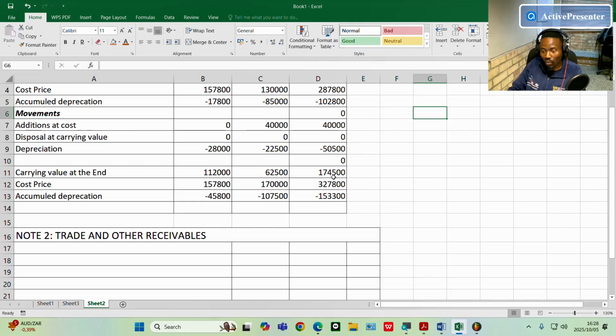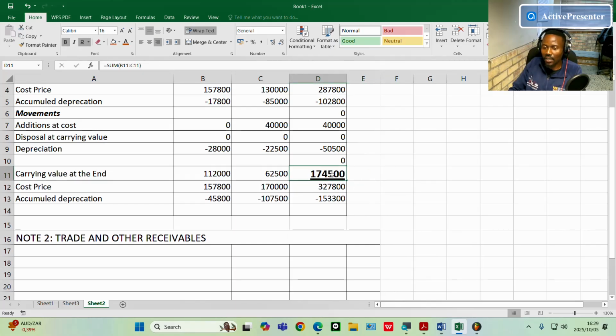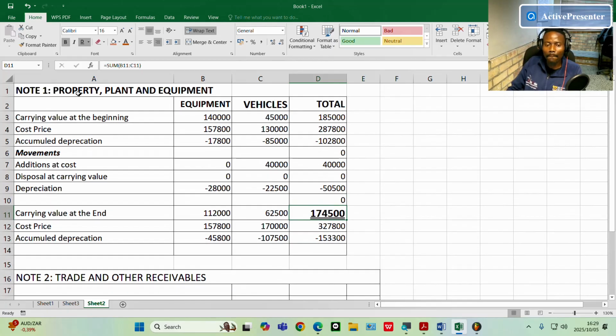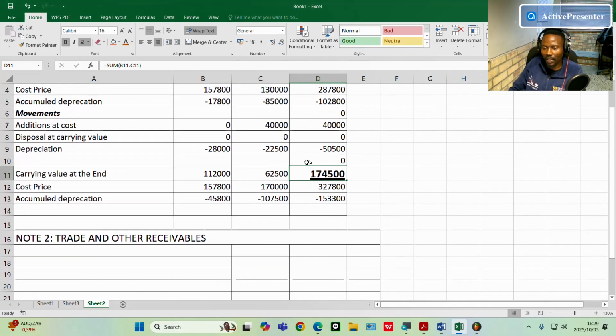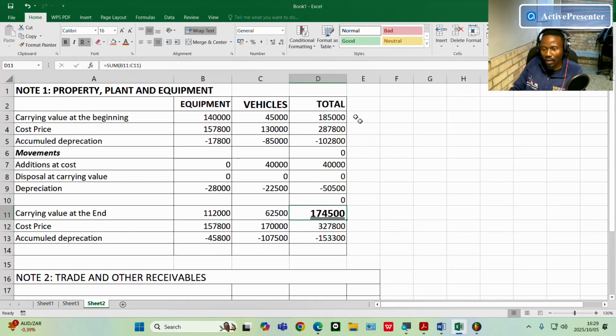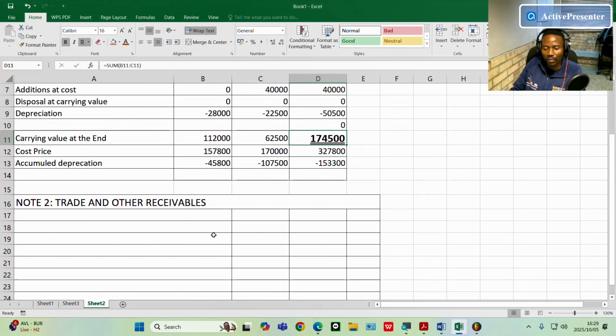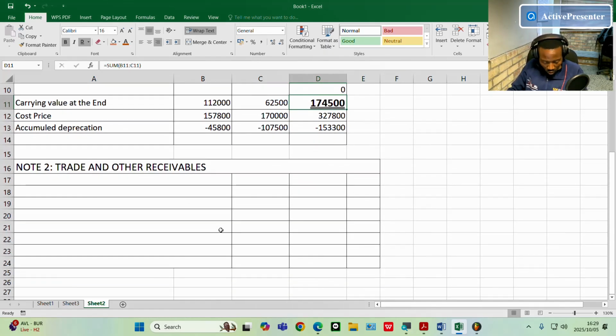Right. So this is the amount you put in the statement of financial position. The amounts are just highlighted in bold. Let me make it a bit bigger. So this is the amount you put under property, plant, and equipment in the statement of financial position, which is why it's very important for you guys to add this total column, or to total these amounts, so you get this amount. Okay, so I'm sure we are good now.